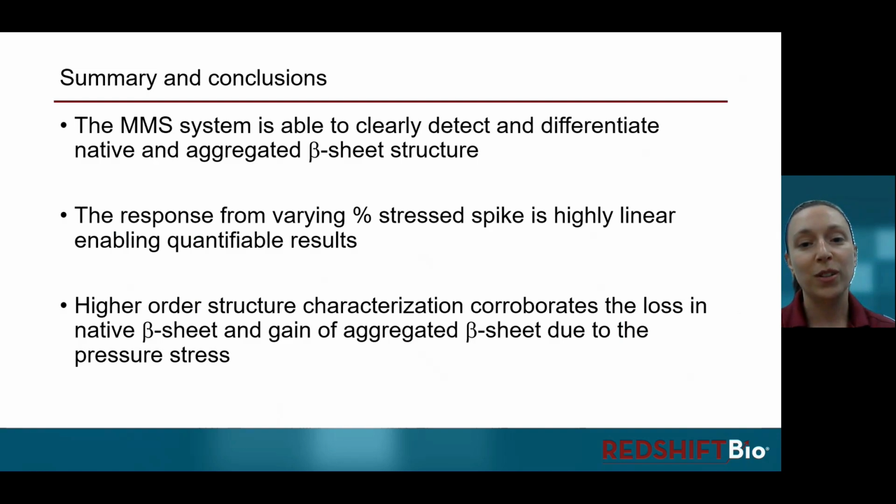Overall today, we showed in this app note that MMS is able to differentiate the 2 types of beta sheet structure, the native and the aggregated. With the spike series, we showed that MMS response is highly linear and quantifiable. Lastly, we demonstrated that the HOS corroborates the loss in native beta sheet structure and the gain of aggregated beta sheet structure due to the pressure stress and spiked study.